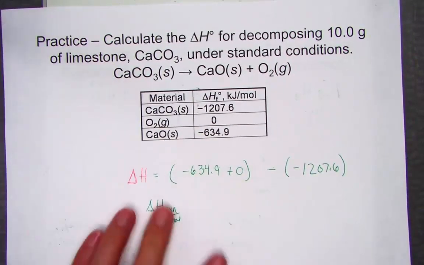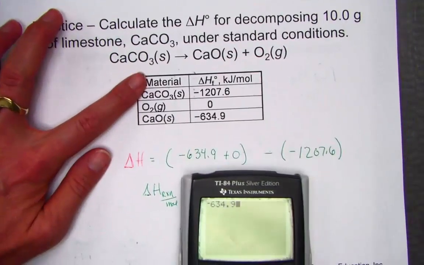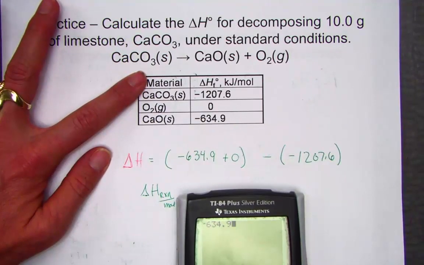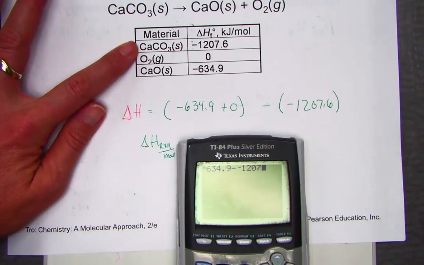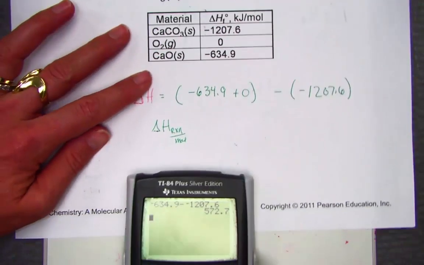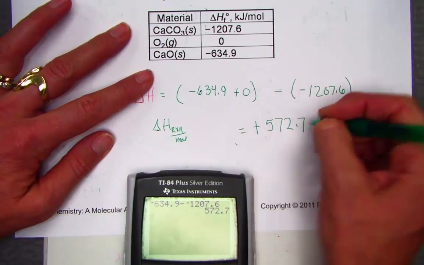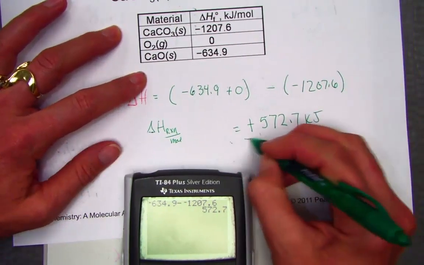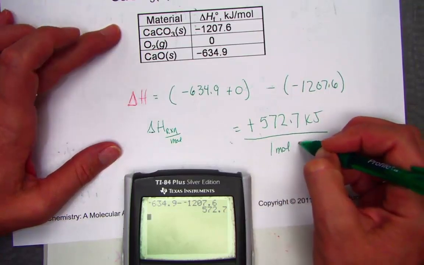So here's what we'll do. We'll take negative 634.9 plus 0 minus a negative 1207.6. And that comes out to be a positive value of 572.7. Think about that as just standing for kilojoules for every 1 mole of calcium carbonate.